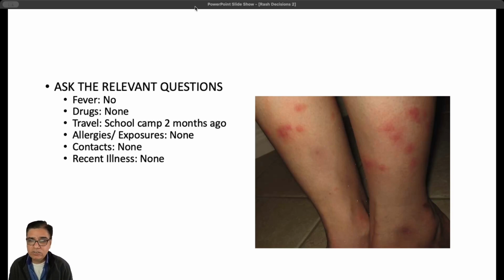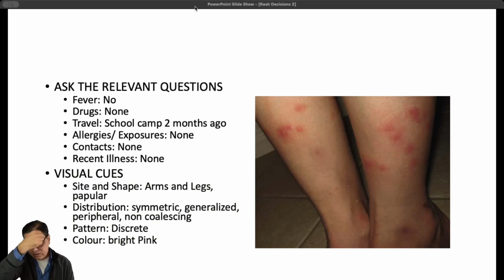Any history of allergies or any exposure to chemicals? No, nothing. Any contact at home who might have a similar type of rash? None. Any recent illnesses which the child had in the last couple of days, weeks? No, none. So nothing. You're scratching your head.